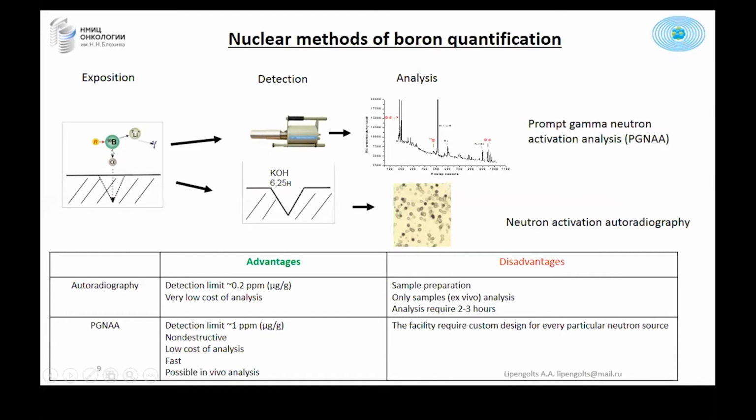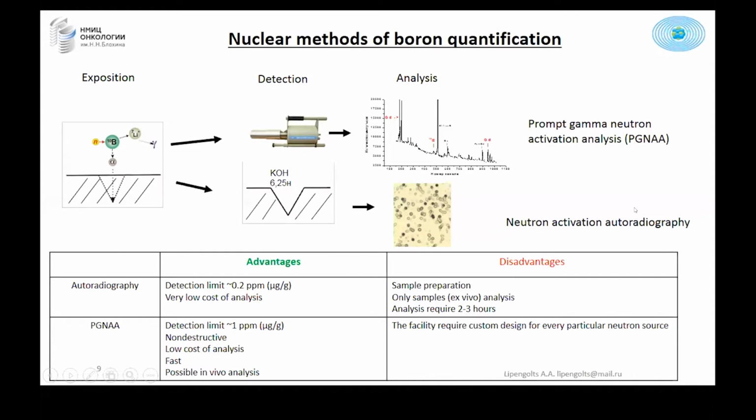The neutron capture reaction on boron-10 is accompanied by emission of a gamma quantum with the energy 478 keV, and, as I've already said, charged heavy particles. Gamma quanta are used for detection and boron quantification in prompt gamma neutron activation analysis. These quanta are detected by detectors. We get an energy spectrum of radiation, and by the corresponding boron peak, by its height and its area, we can calculate the actual concentration of boron within the measured samples.